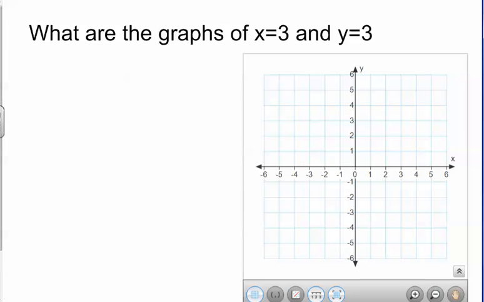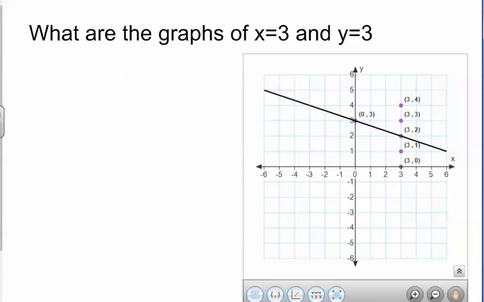Moving on, what are the graphs of x equals 3 and y equals 3? Now, x equals 3, what you got to think about is you're constantly at the point when x is 3. So if I come over here and I go anywhere at x equals 3, you can see that everywhere I'm at, that makes a vertical line. Okay, what about where y is equal to 3?